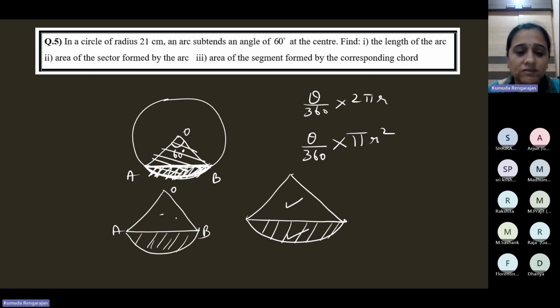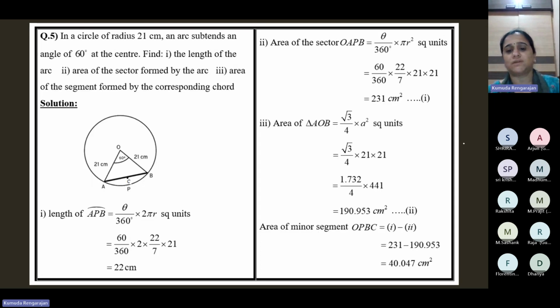And it's an equilateral triangle because the angle is 60 degrees. So this one is an equilateral triangle. You can find its area using the formula √3/4 a square. Area of sector we have already found. Minus the area of the equilateral triangle will give you the area of the segment.